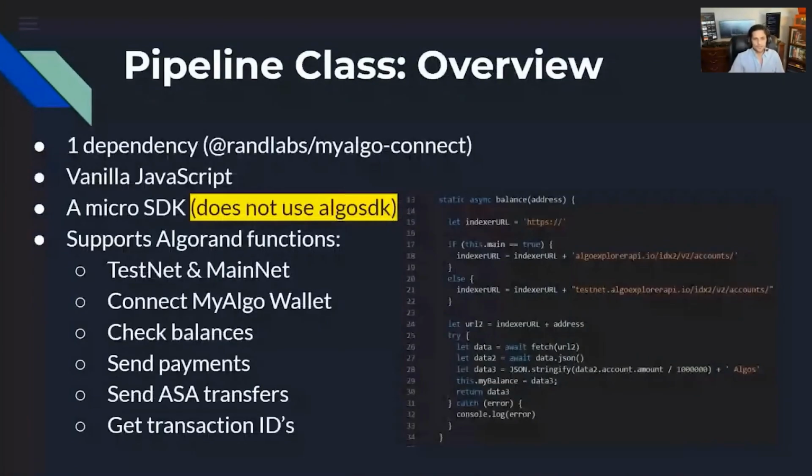And here's a little bit of an overview of Pipeline class. It has one dependency, which is going to be MyAlgo Connect. It's written with vanilla JavaScript. It is a micro SDK, and it supports these limited Algorand functions at the moment. So you can switch between testnet and mainnet. You can connect to MyAlgo. You can check balances. You can send payments. You can send ASA transfers and get transaction IDs.